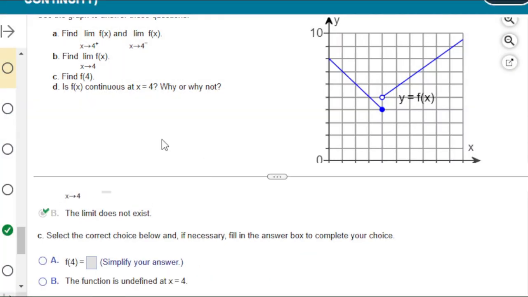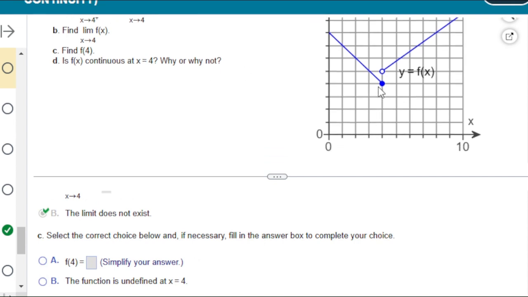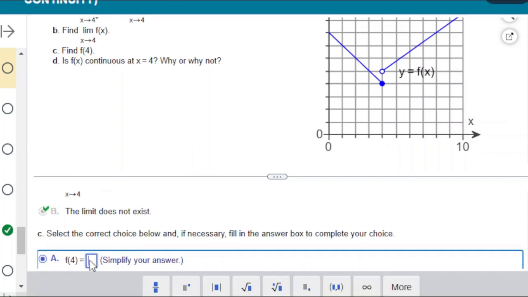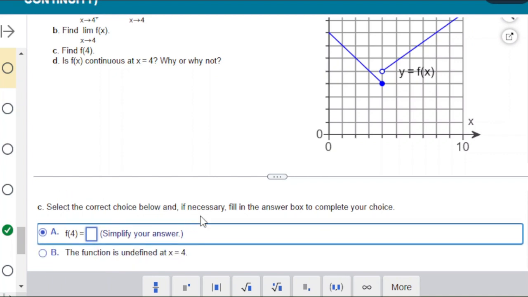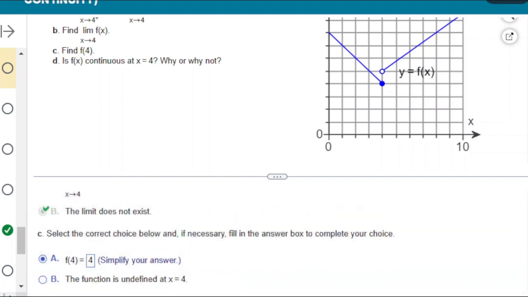So the question then is, what's f of 4? Okay, what's f of 4? Well, notice f of 4 is 4 here. So if we input 4, we get an output here of 4. So f of 4 is 4. By the way, the other option is the function is undefined at 4. Well, if this were an open circle here and an open circle there, then it would be undefined. But f of 4 is 4 in this case.